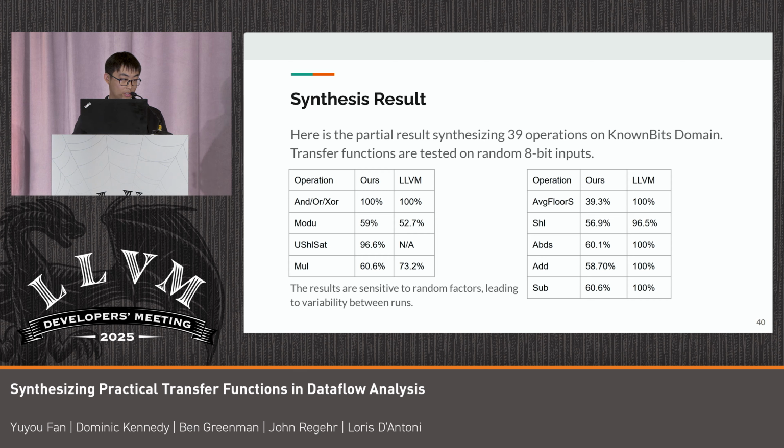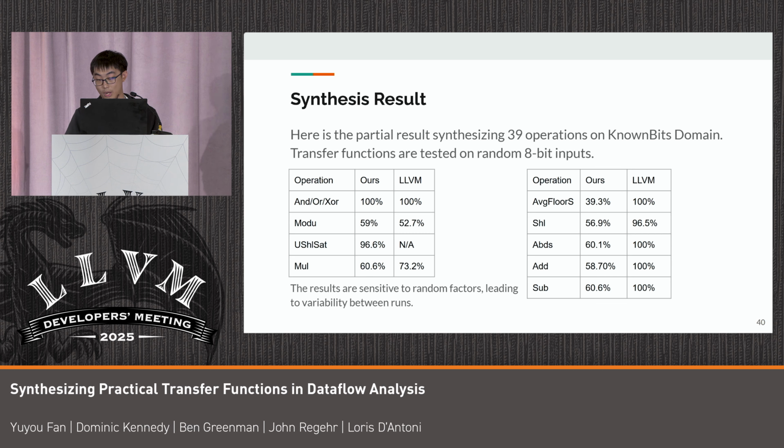For bitwise operations and, or, XOR, we have the same precision as LLVM. And for enzyme mode operation, actually we achieve better. We have 59% compared to 53. And for the enzyme shifting with the saturation, we have 97, while LLVM does not support this operation. And then for multiplication, we have 60.